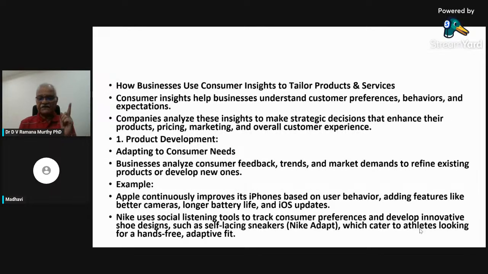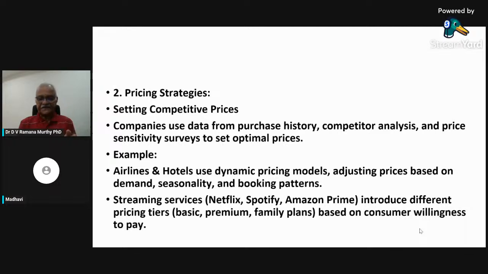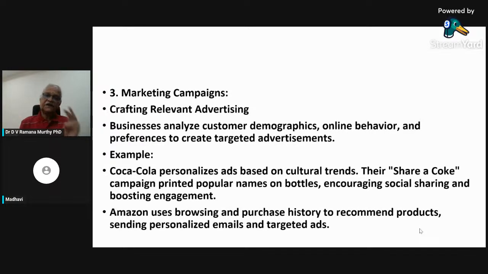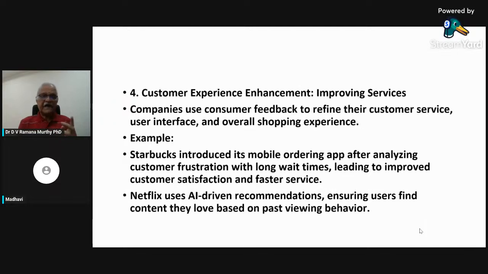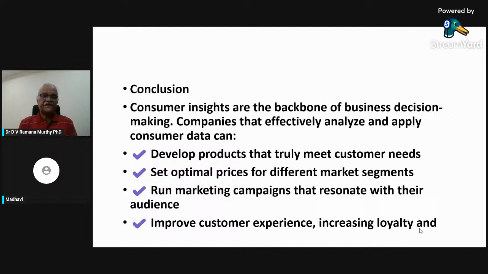The first is product development. Second one is pricing strategy design. Third one is marketing campaign design, like sales effort, advertising, etc. And fourth one is customer experience enhancement, always trying to reposition the product, redefine, and do product development, service refinements, etc.